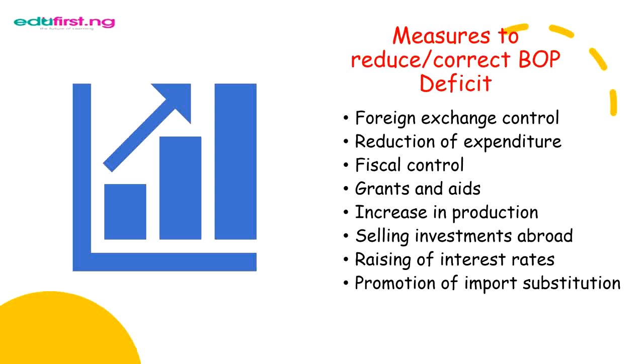Now, there could be fiscal control. That is, government may decide to work on its income and expenditure. That's what we call fiscal control. Or through grants and aids, or increase in production, sell investment abroad, raise interest rates, or promote import substitution industries.